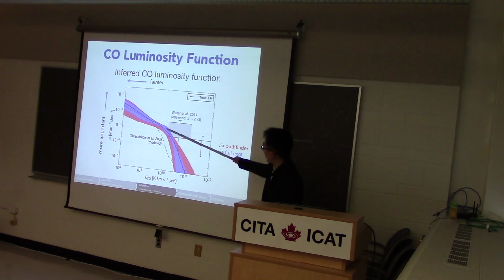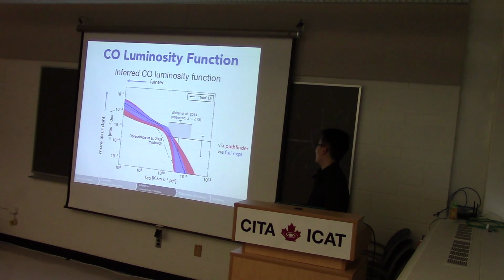This dashed dotted line here is a modeled luminosity function from Obreschkow et al. 2009. They use what's called a semi-analytic model, and so the extent to which you trust it is up to you.